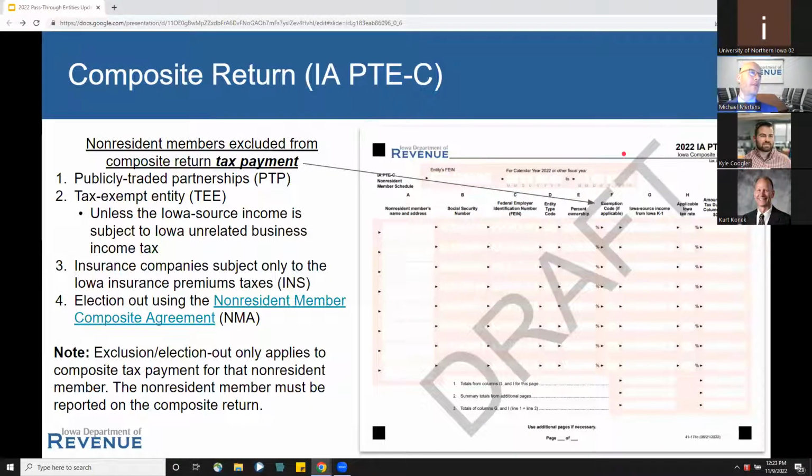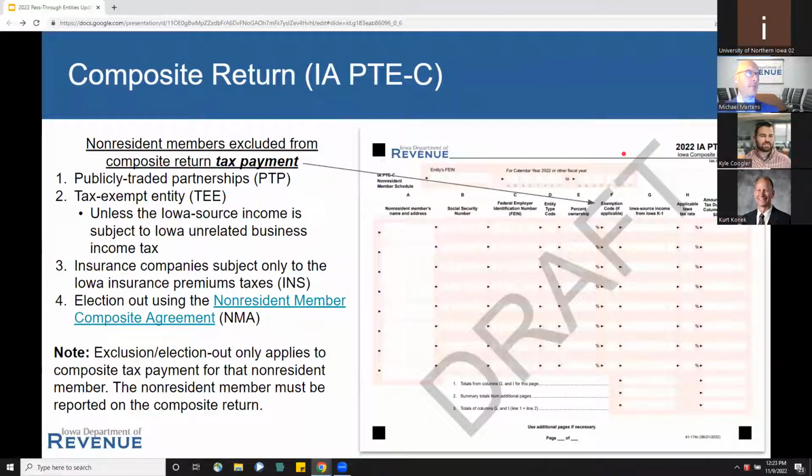Insurance companies qualify for a tax payment exemption under Iowa law because insurance companies generally pay the Iowa insurance premiums tax instead of the Iowa income taxes. And then another big piece of this is elections out of the composite return using this non-resident member composite agreement that the department developed and publicly posted on our website earlier this year.